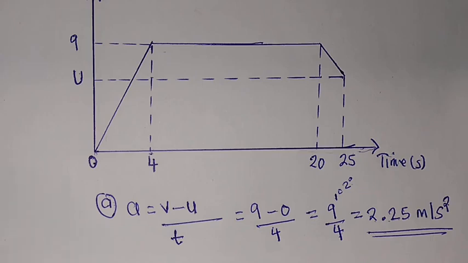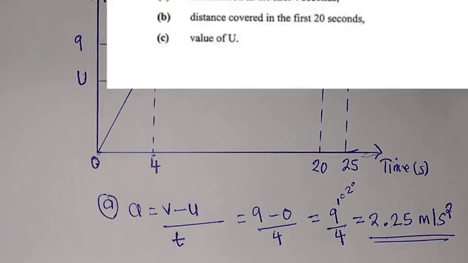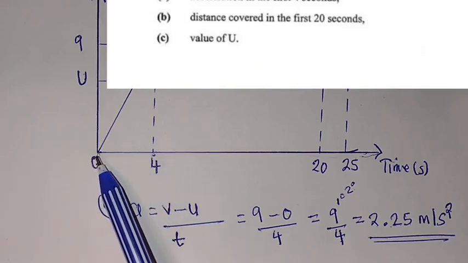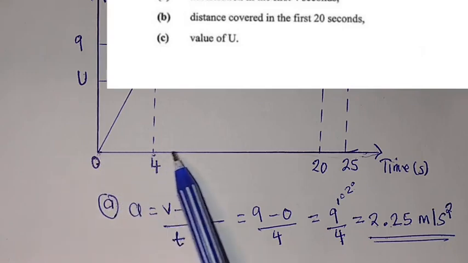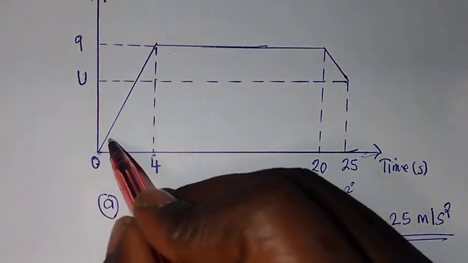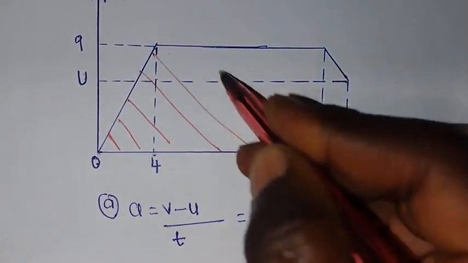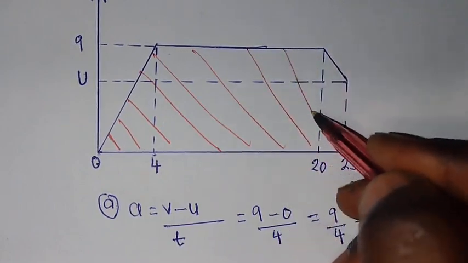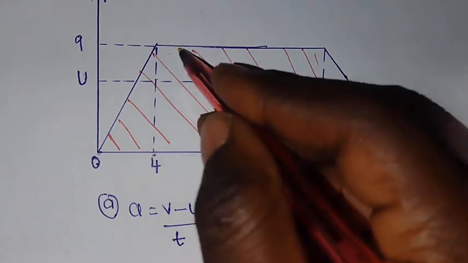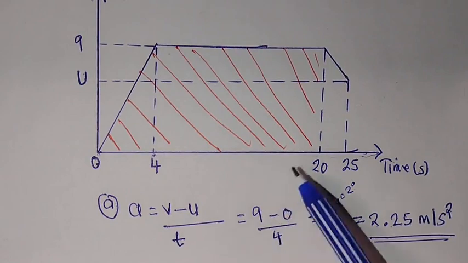Let us now look at question B. Our question B reads, calculate the distance covered in the first 20 seconds. So in the first 20 seconds, we are looking at from this 0 second up to 20 seconds. So the distance that we are considering, it's this part that I'm shading. Okay, this is the distance that we are considering in the first 20 seconds. So how do you find this distance?